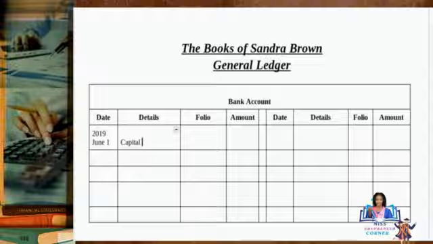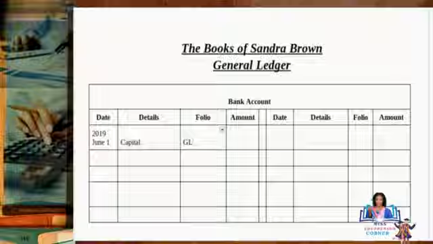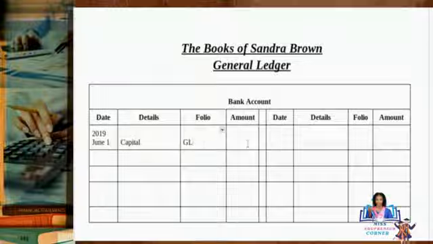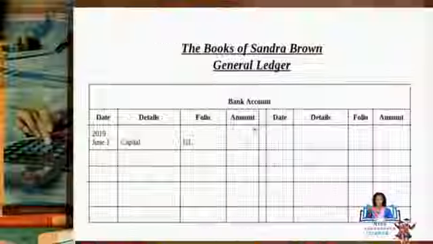So in that case, the capital account will be found in the general ledger. So we would just insert GL in the folio section. And this is saying that the capital account can be found in the general ledger as well. And then we insert the amount of $10,000.